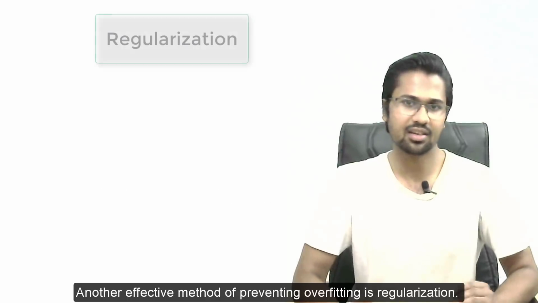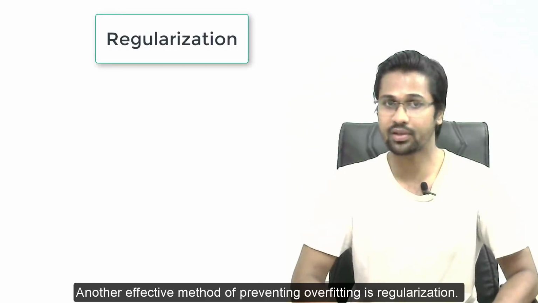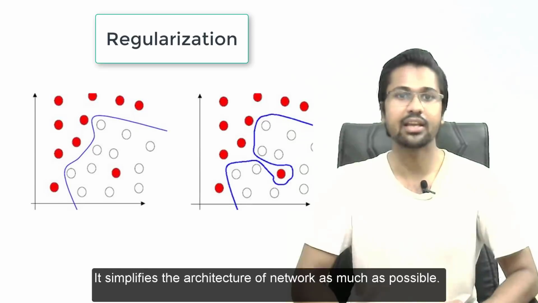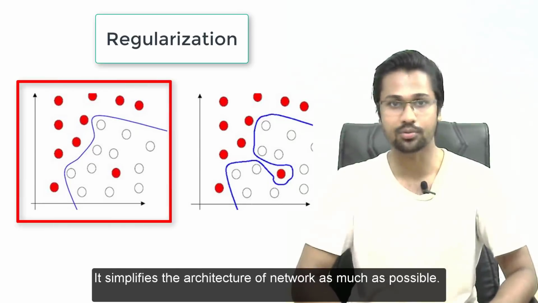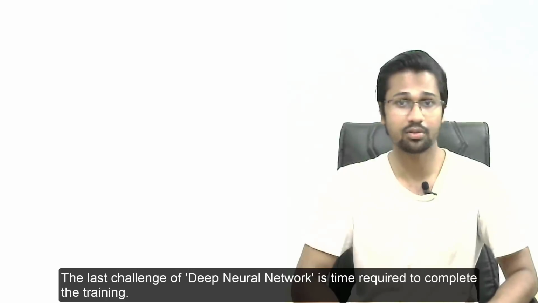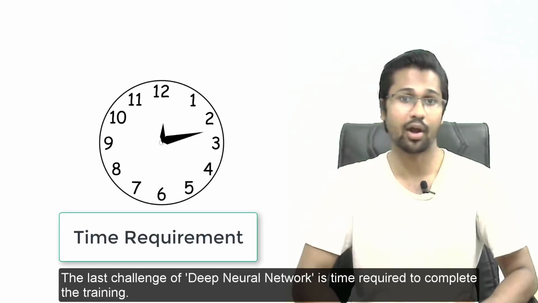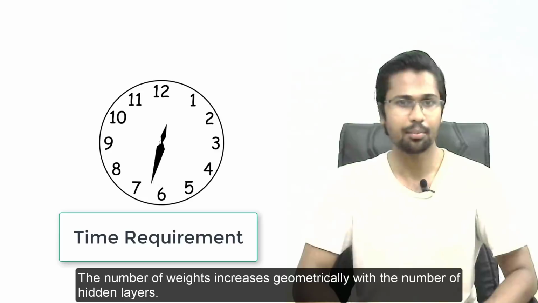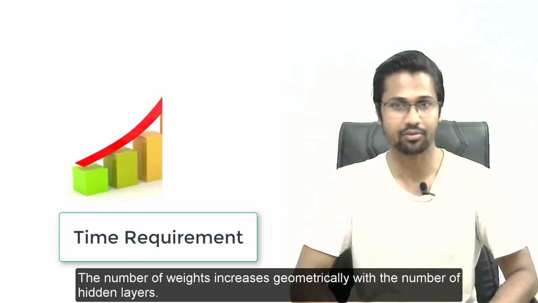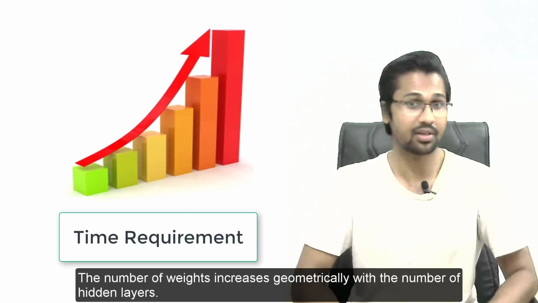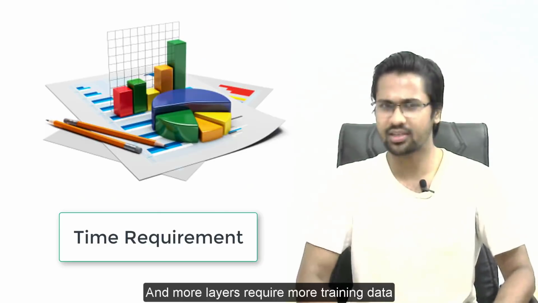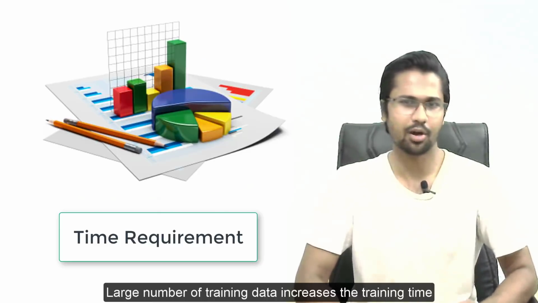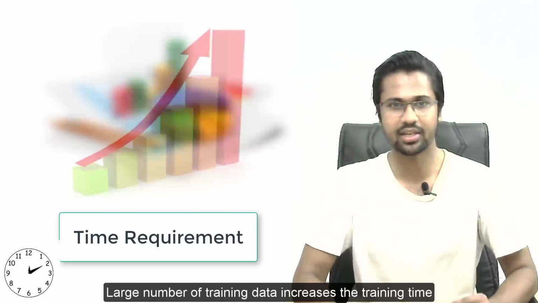Another effective method of preventing overfitting is regularization. It simplifies the architecture of network as much as possible. The last challenge of deep neural network is time required to complete the training. The number of weights increases geometrically with the number of hidden layers, and more layers require more training data. Large number of training data increases the training time.